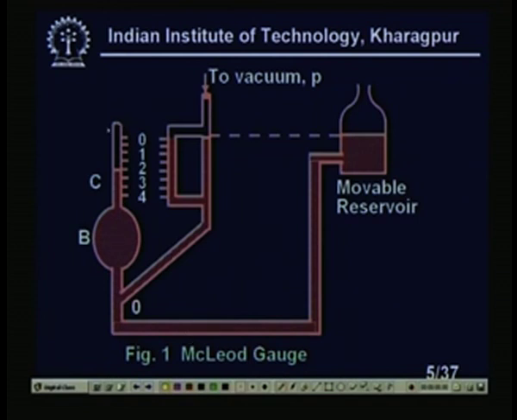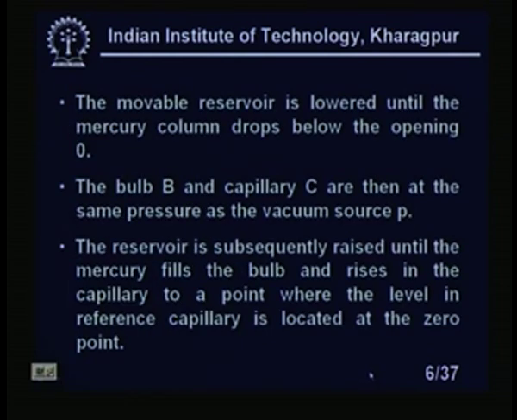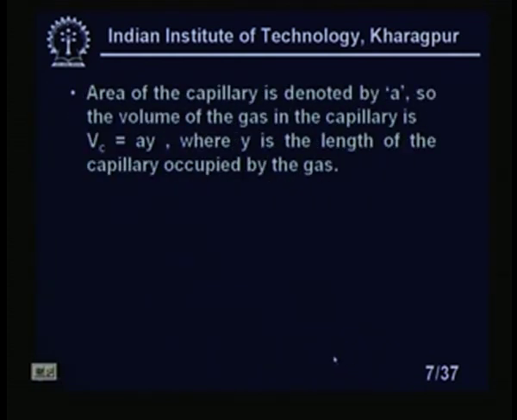Okay. So, I should say this is the length of the capillary occupied by the gas, right. This is our Y, and this is the area of cross section A. So, obviously, this capillary volume Vc will be equal to A into Y, clear, where Y is the length of the capillary occupied by the gas, right, that is true.